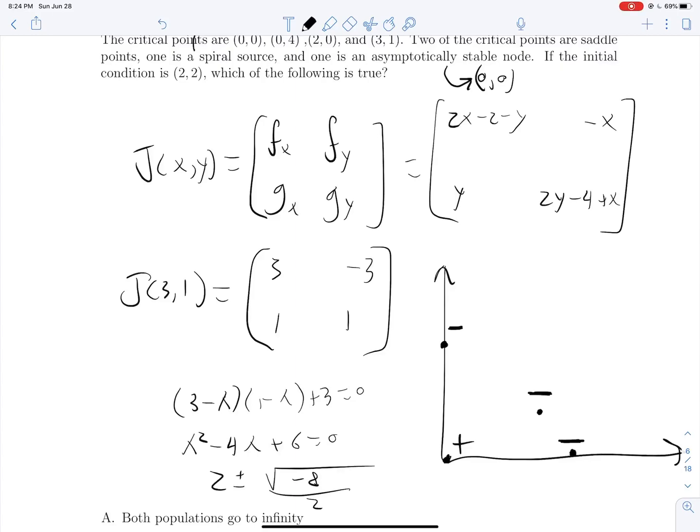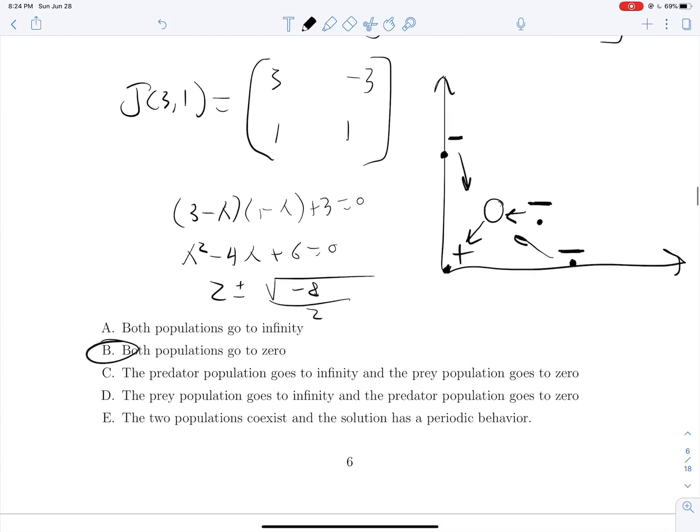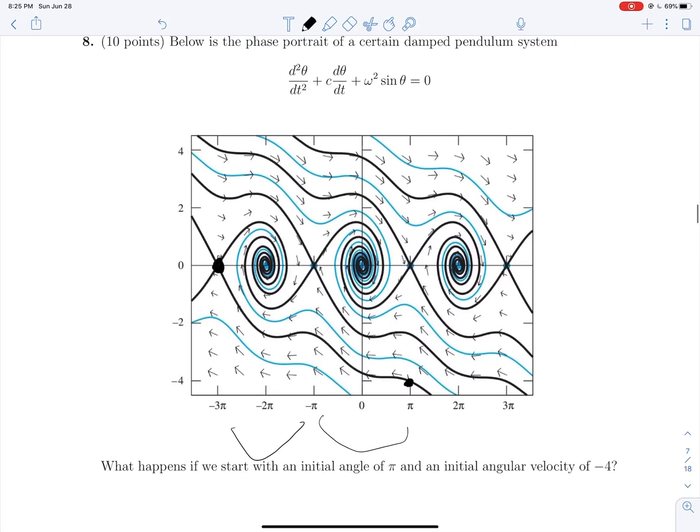Okay, if our initial condition is (2, 2), that will land us right in the middle here. We're getting repelled by this point, repelled by that point, repelled by this point, attracted by that point. Where do you think it's going to go? It's going to go right to the origin. So both populations go to 0. And that's it. This is a 6.4 question.